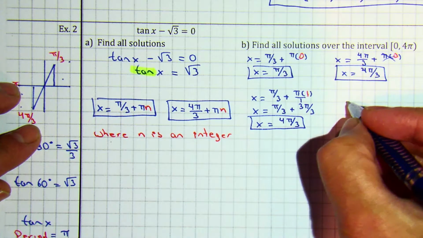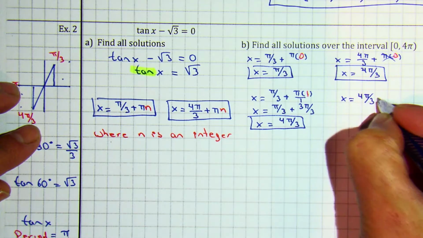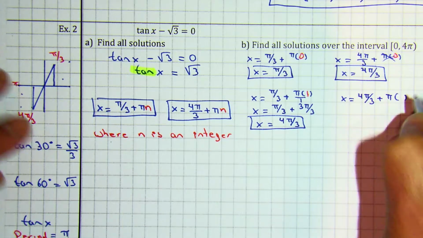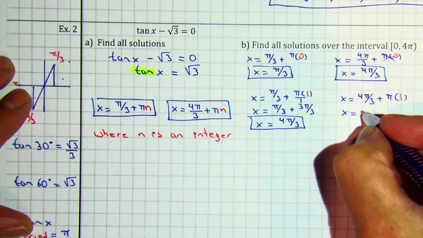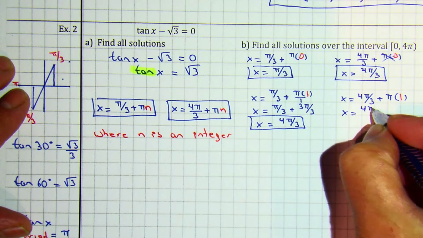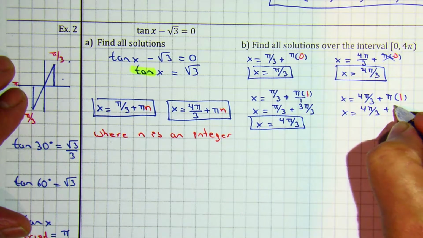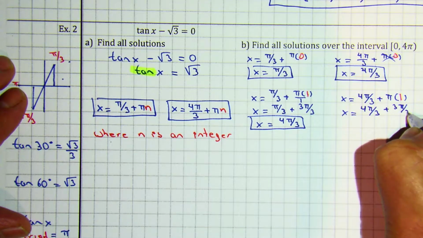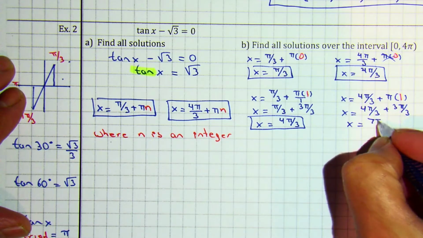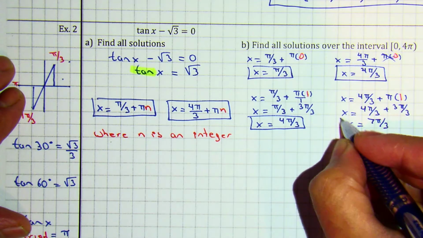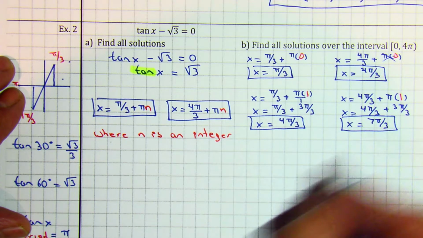And now I'm plugging a 1 here. 4 pi over 3 plus pi times 1. So therefore I end up with 4 pi over 3. I'm going to multiply by 3, numerator and denominator, so I end up with 3 pi over 3, which is pi. So therefore x equal to 7 pi over 3. They're still both less than 4 pi because this is 2 1/3.